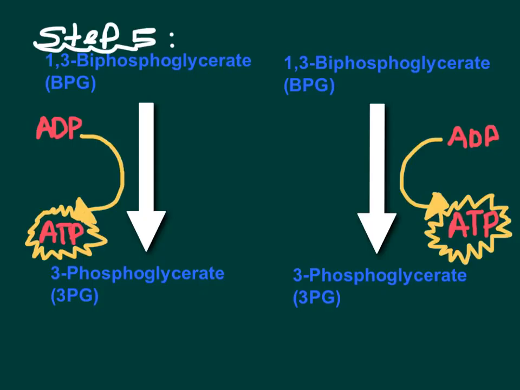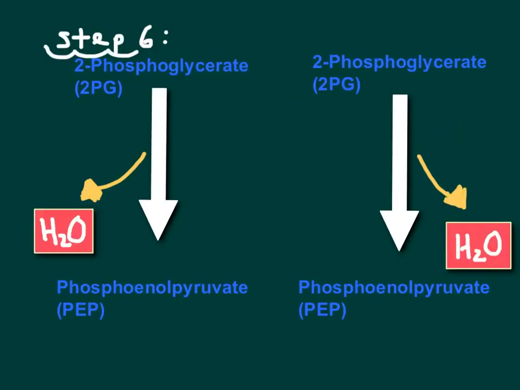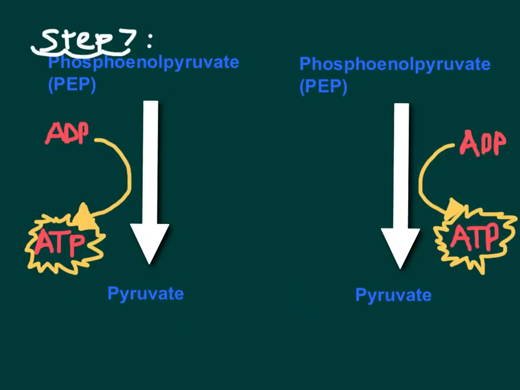3PG then quickly rearranges itself into its structural isomer 2-phosphoglycerate, or 2PG. Both of the 2PG molecules then give up one hydrogen ion and one hydroxyl group, which combine to form water. The resulting 2 molecules are called phosphoenolpyruvate, or PEP. Like 1,3-BPG, PEP is a very unstable molecule and gives up its phosphate easily. This is the second occurrence of substrate-level phosphorylation. PEP readily gives up its phosphate group to ADP, creating ATP. This marks the end of glycolysis.